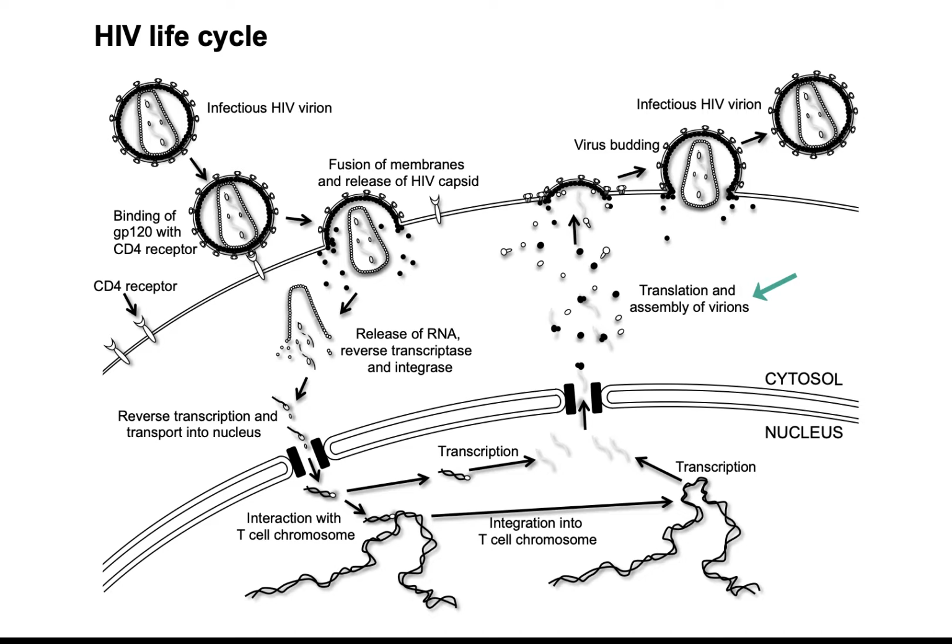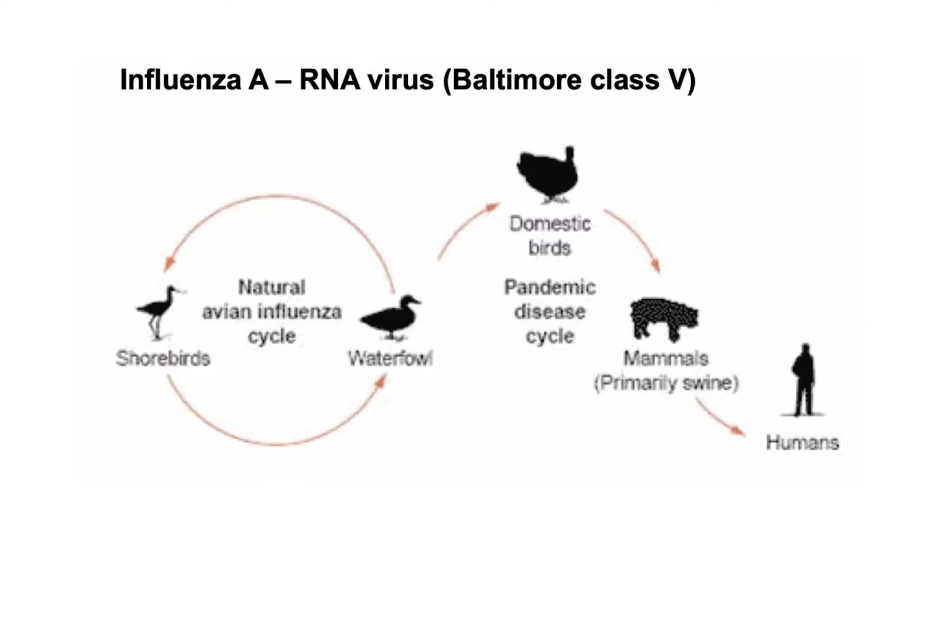That all winds up going out to the membrane, and then you have new virions encapsulating the capsid with the RNA and the reverse transcriptase, etc. Finally, a complete virus particle is then released from that cell, carrying with it a piece of the host membrane as well. So the next RNA virus I want to discuss is influenza A.